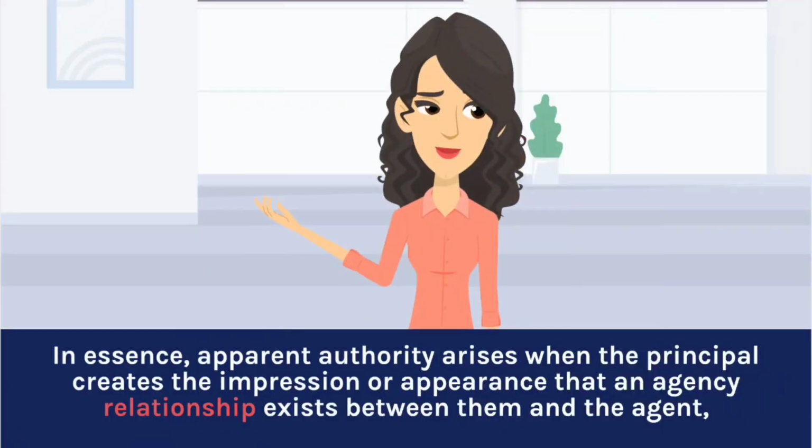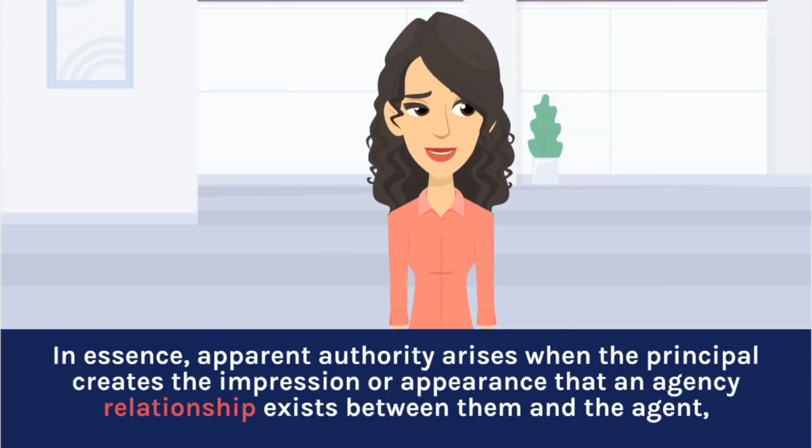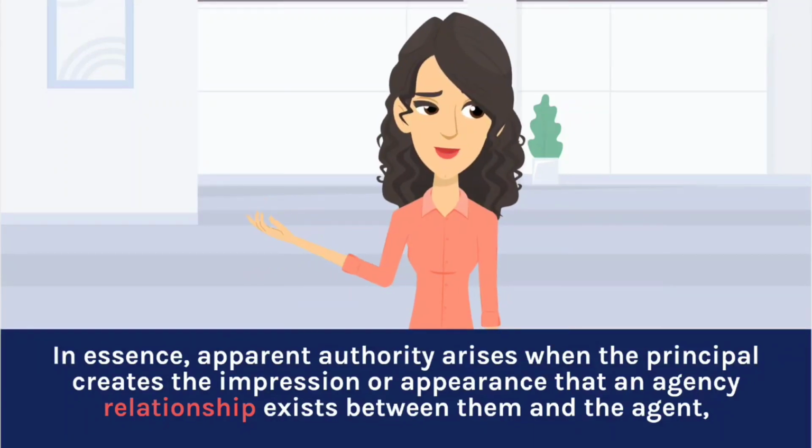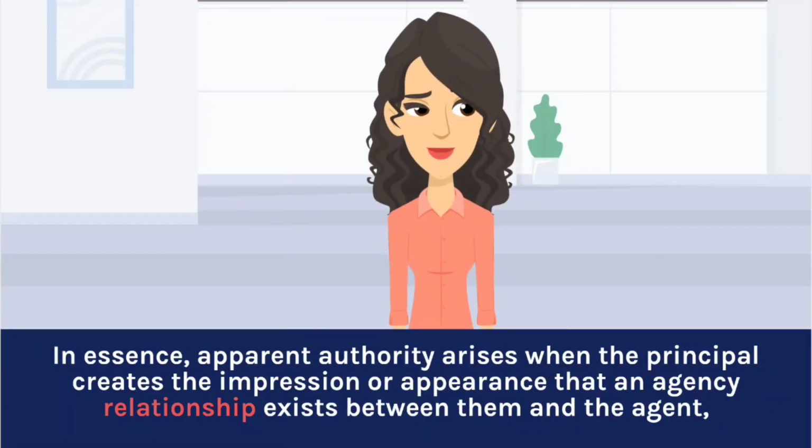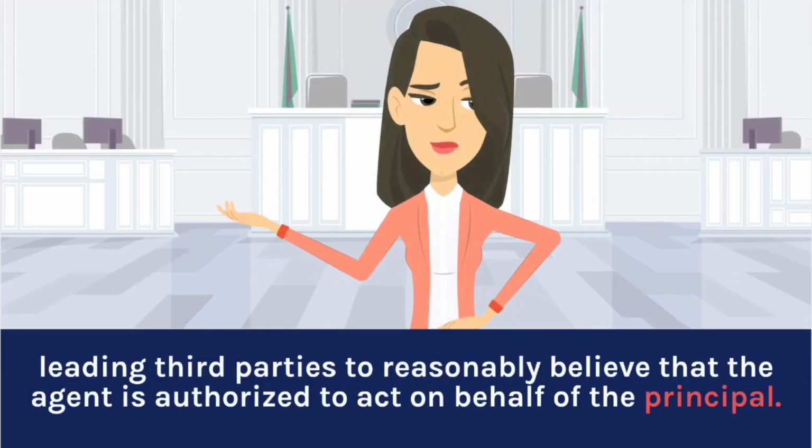In essence, apparent authority arises when the principal creates the impression or appearance that an agency relationship exists between them and the agent, leading third parties to reasonably believe that the agent is authorized to act on behalf of the principal.